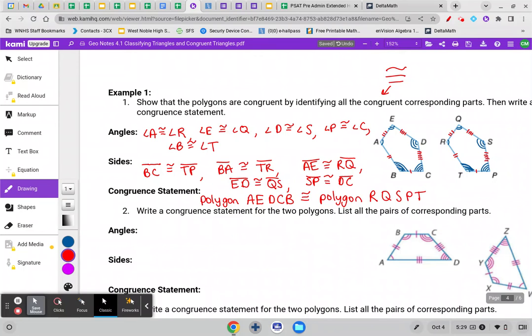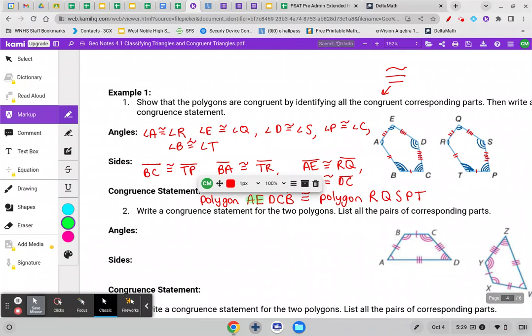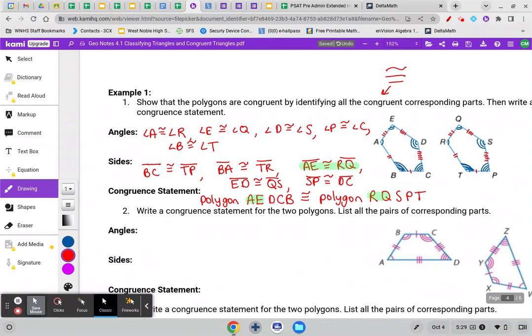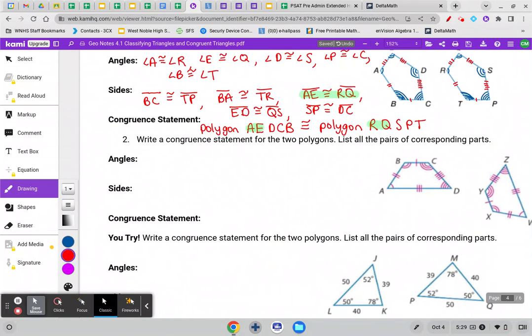Okay, so our order matters there. That means if I go in here and look, AE should be congruent to RQ, which it sure is. Okay? So let's do another one. Write a congruent statement for these guys. List all pairs of corresponding parts.